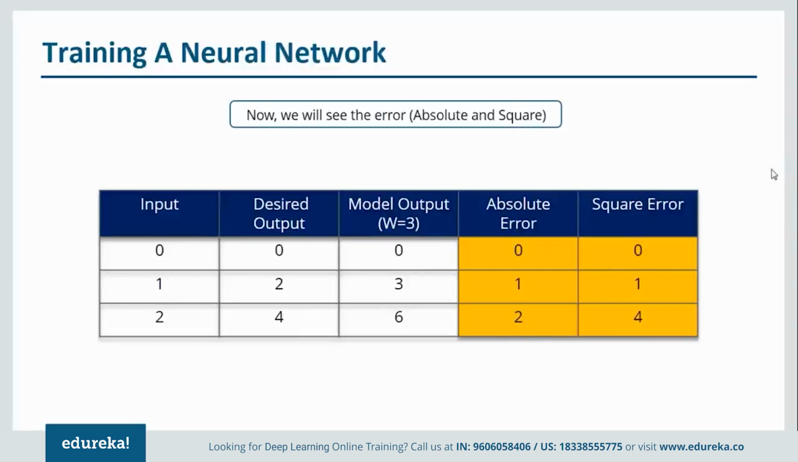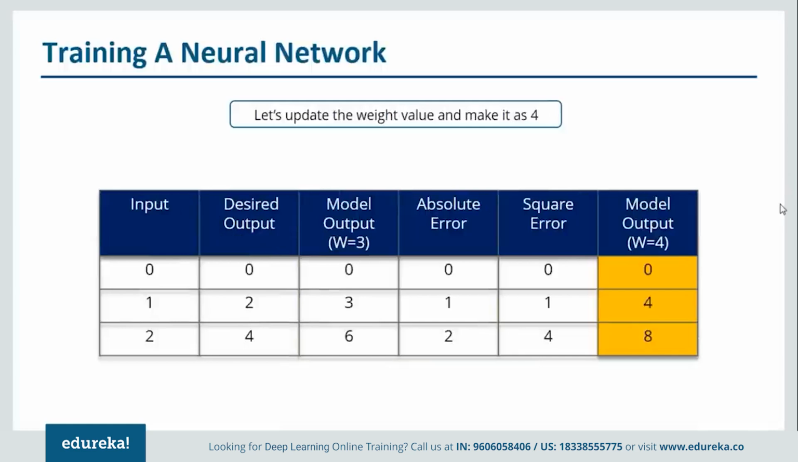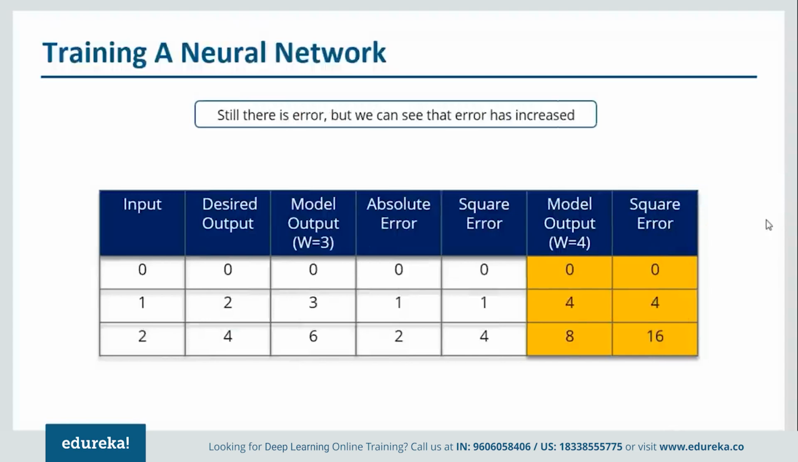Now we need to update the variables. The output we got is different from the desired output, so we need to update the value of the weight. Instead of 3, our computer makes it 4. With the value 4, the model output is 0, 4 and 8, and the error has actually increased instead of decreasing. The square error is now 0, 4 and 16, and earlier it was 0, 1 and 4. That means we cannot increase the weight right now. But if we decrease it and make it 2, we get an output equal to the desired output.